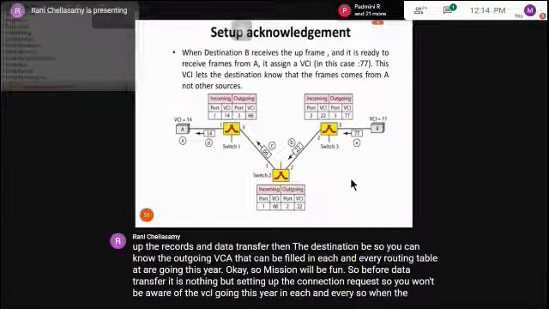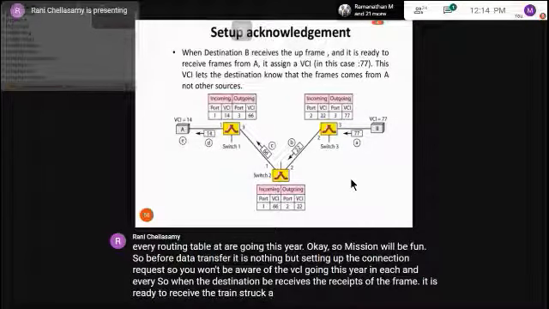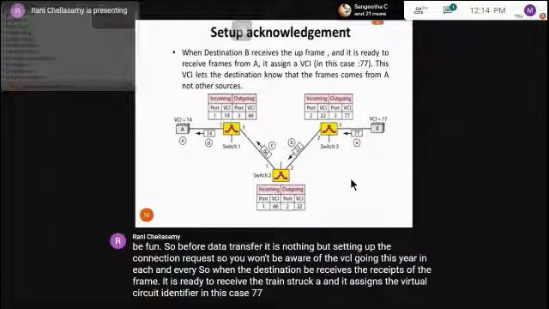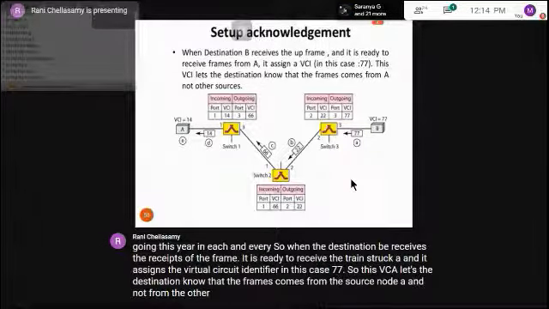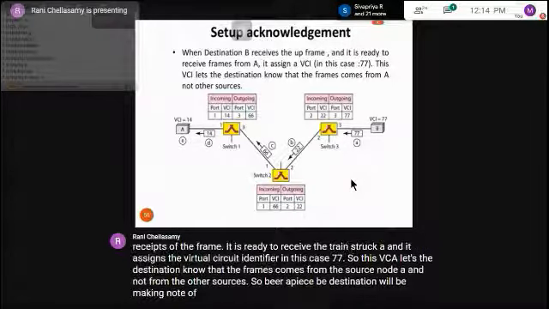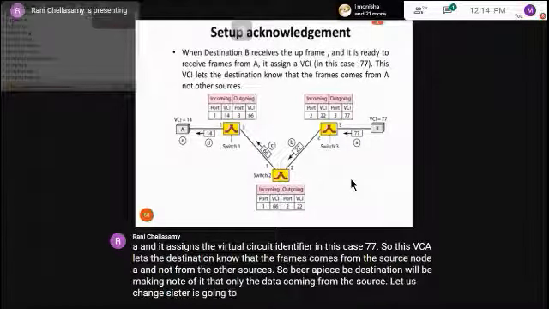So when the destination B receives the frame, it is ready to receive the frames from A, and it assigns the virtual circuit identifier, in this case 77. So this VCI lets the destination know that the frames come from the source node A and not from the other sources. So destination B will be making note that only the data coming from the source, that is the end system A, has sent the information to B.